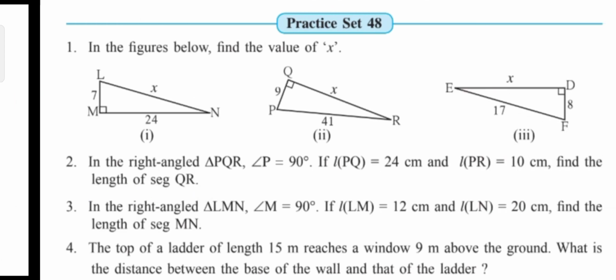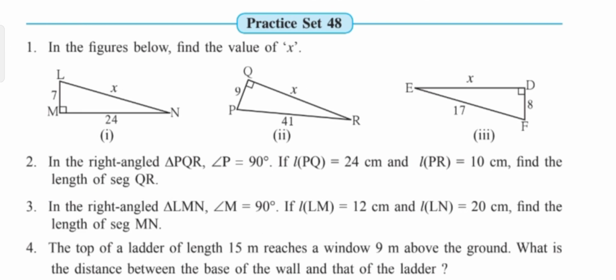Is that clear? So with this, the next is practice set 48. Question number 1 is, in the figures below find the value of x. They have given the measurements of the triangles and we are supposed to find the value of x. In question 1 you can see triangle LMN, in which the right angle is angle M. Height is MN, that is 24. Base is LM, that is 7. And LN, exactly opposite to angle M, is the hypotenuse, and it is x. We are supposed to find the value of x.